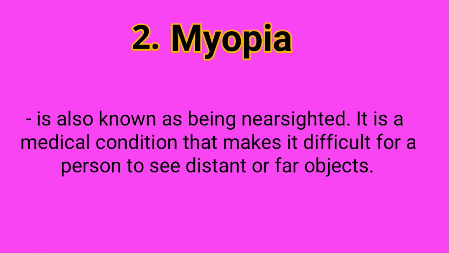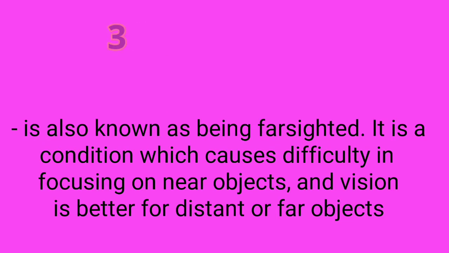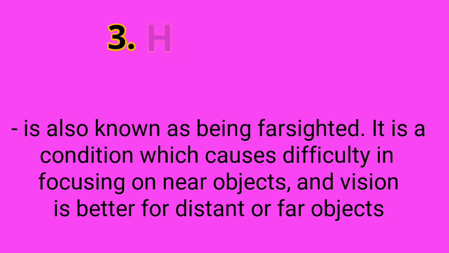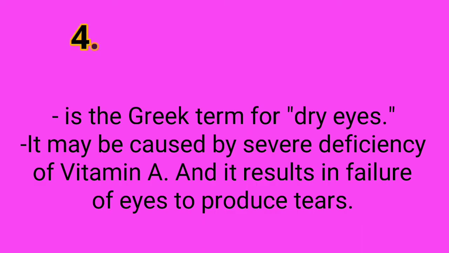Myopia is also known as being nearsighted. It is a medical condition that makes it difficult for a person to see distant or far objects. Hyperopia is also known as being farsighted. It is a condition which causes difficulty in focusing on near objects, and vision is better for distant or far objects.